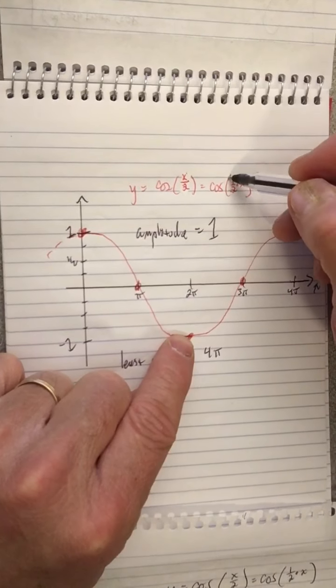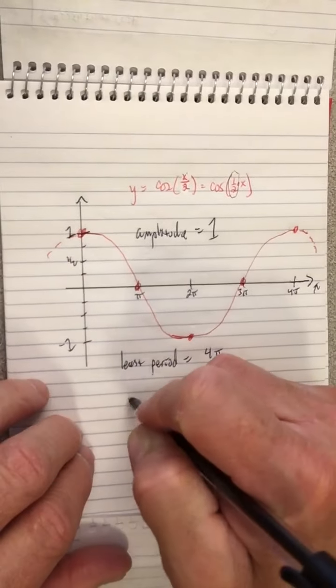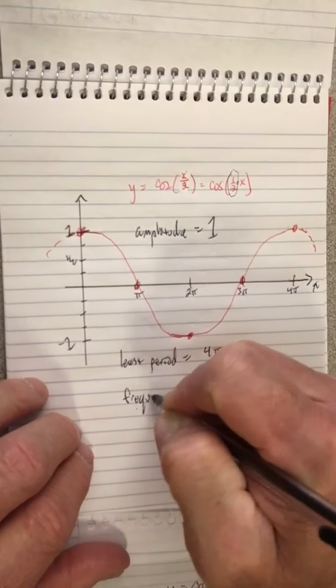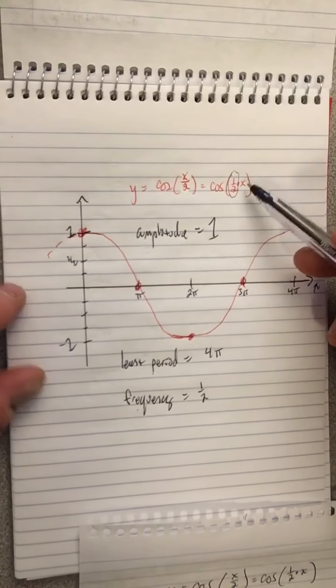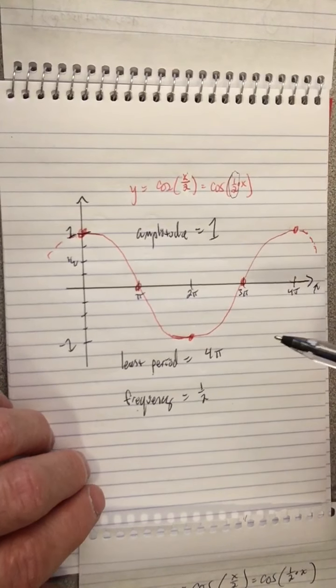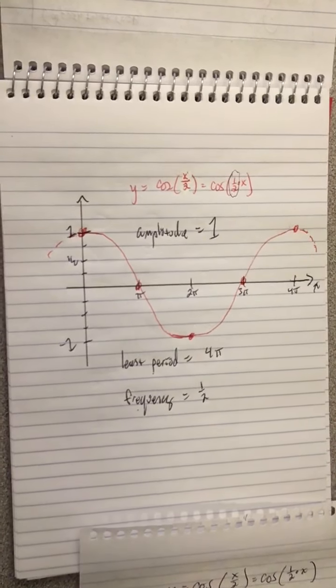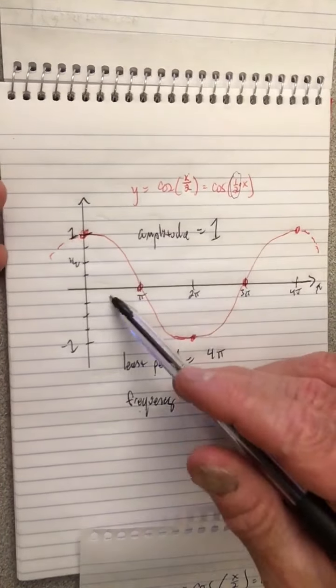Is that a coincidence that the coefficient is a half? No, and in fact, that's why they call that the frequency. The frequency here is 1/2, both because it's the coefficient on the input variable, but also because that's how frequent the cycle is. Only half of the cycle finishes over its normal period.